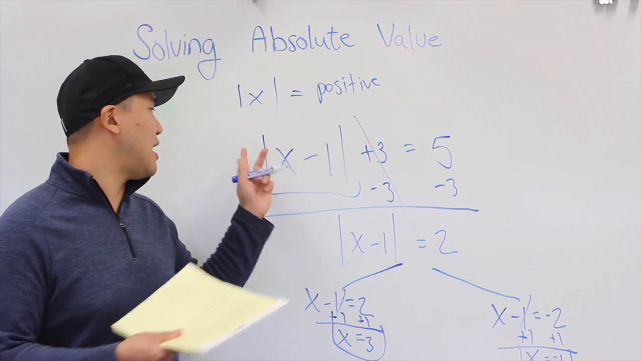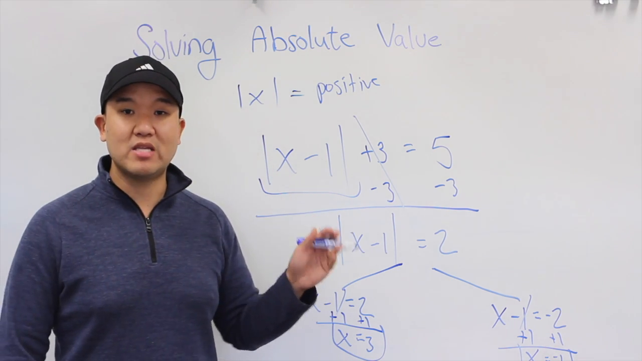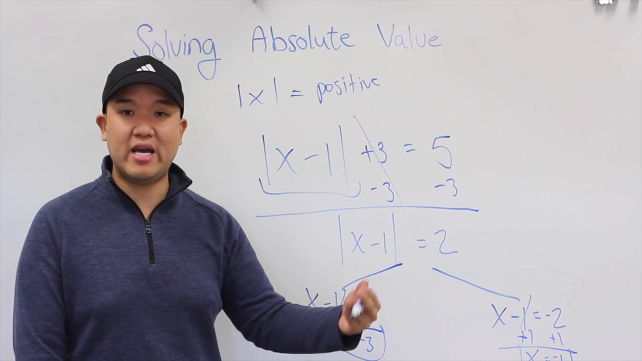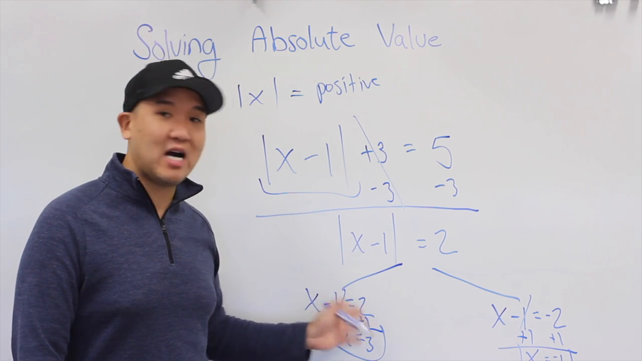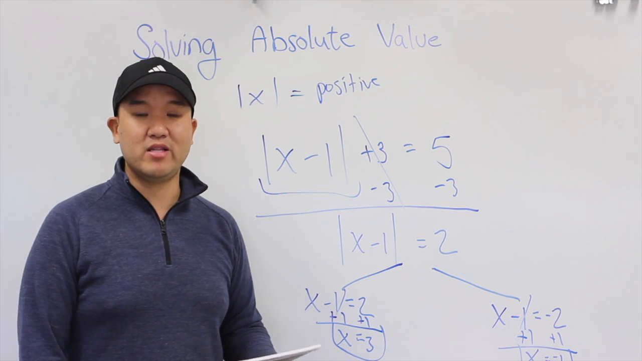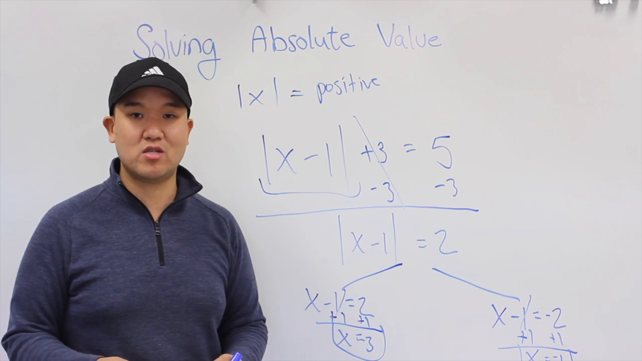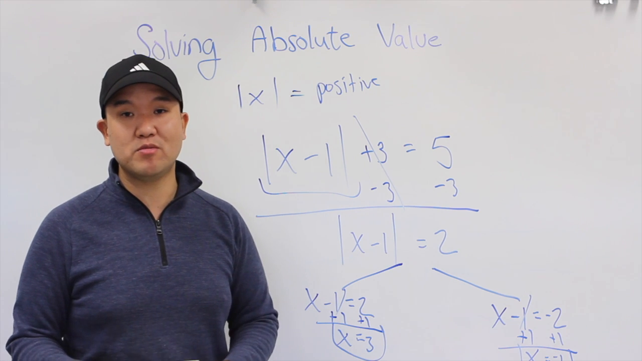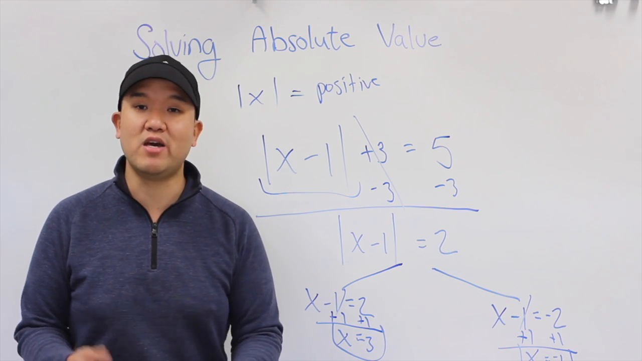Your goal is to get the absolute value by itself and then split it by rewriting the left side just how it is, and on the right side, make the other side of the equal sign negative. Then solve, and then you can test your answers. So we're going to try 3 practice problems: your beginner, your intermediate, and your advanced.